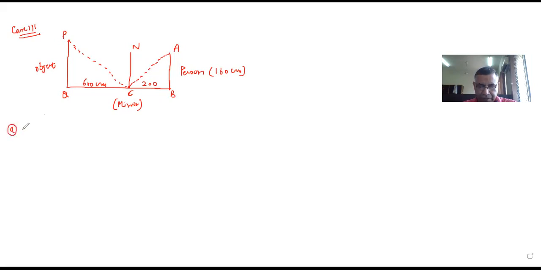Number A. To find the height of the object, which mathematical concept should be used? I want to find out PQ. To find out the value of PQ, which mathematical concept should be used? Number one, Pythagoras theorem. Number two, similar triangle. Number three, congruent triangle. Number four, BPT.